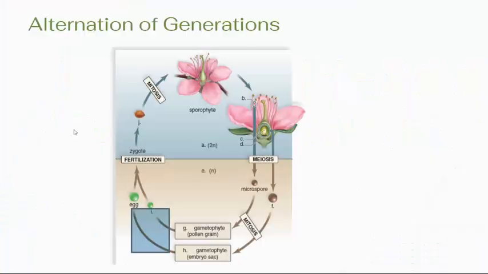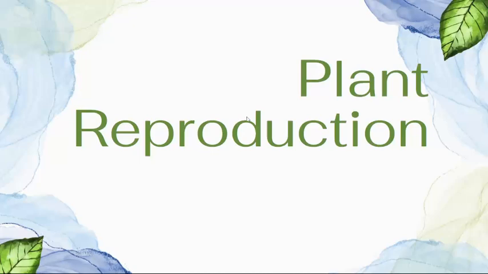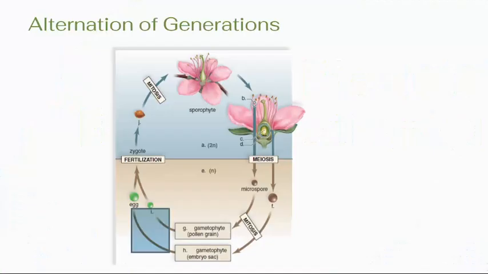So today we're going to be talking about plant reproduction. We'll go into how plants reproduce, both sexually and asexually. We'll talk about the process of pollination, seed dispersal, and germination. We'll also compare reproductive strategies in seedless and seed plants. Let's go. Alternation of generations.